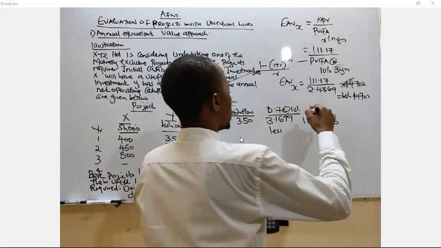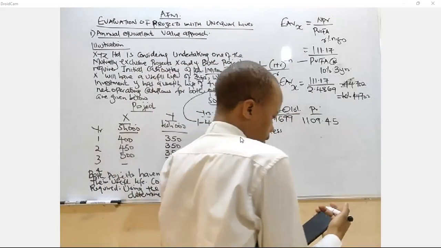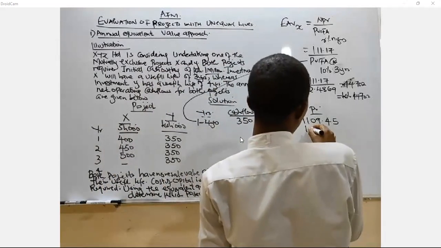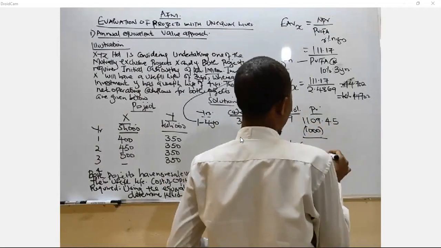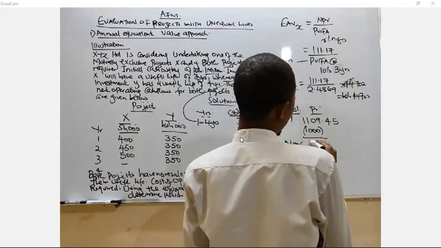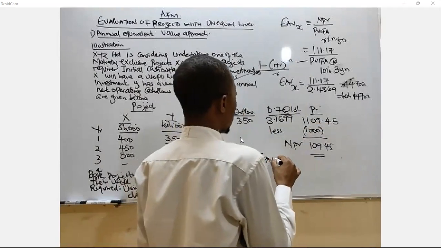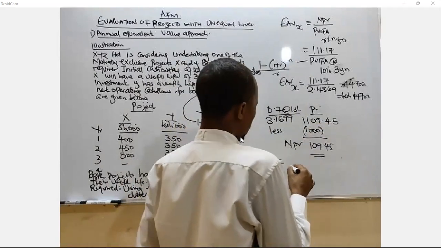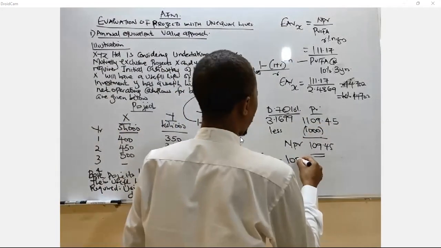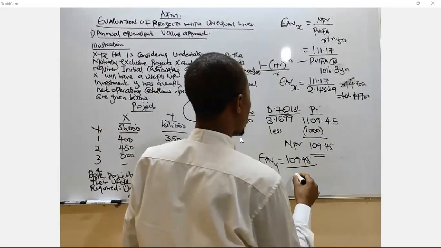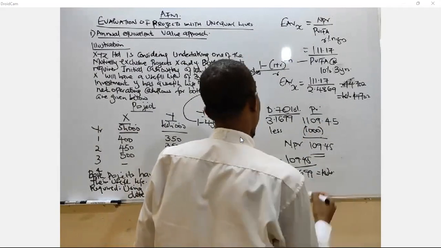Now, let us take our initial outlay. Our initial outlay is 1 million. What is your NPV here? 109.45. Calculate your EAV for Y. EAV for Y, you take 109.45. You divide it by 3.1699. How much are you getting there?